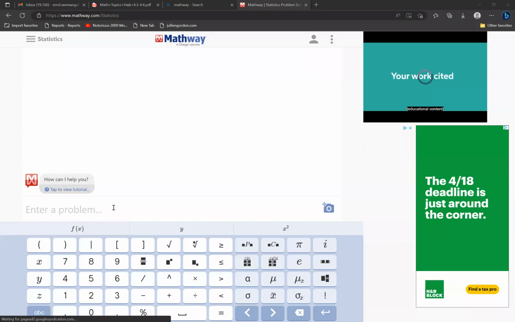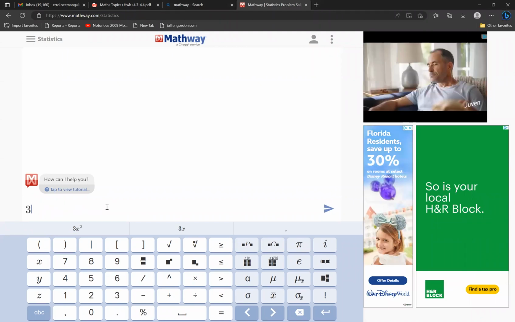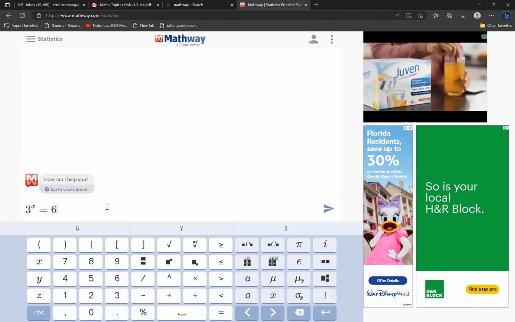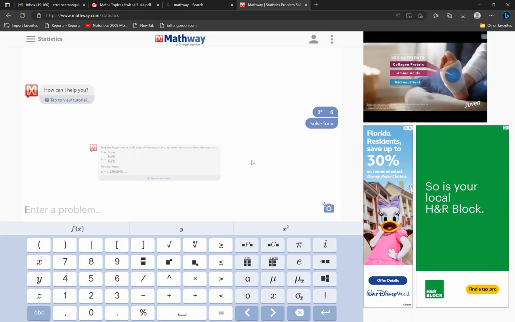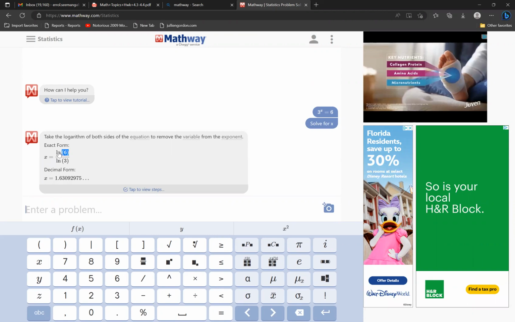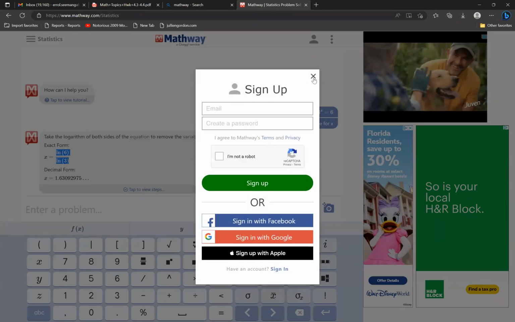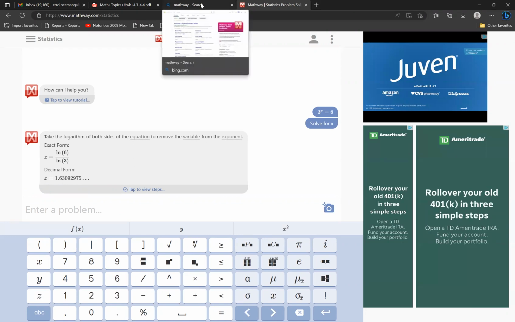All right, let me share my screen with Mathway. Okay, so what was it again? 3 raised to the x equals 6. I think we take the log or ln of both sides. Solve for x. Okay, so we divide ln 6 by ln 3. Oh, the 6 is on top. Okay, what it equals is always on top, right?